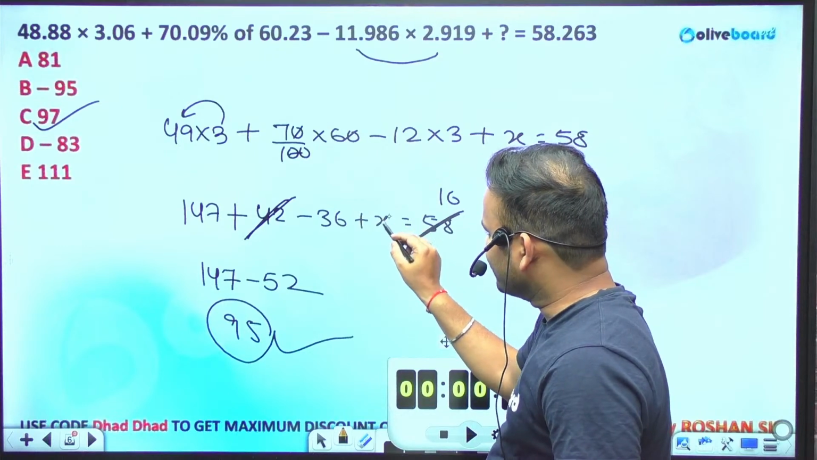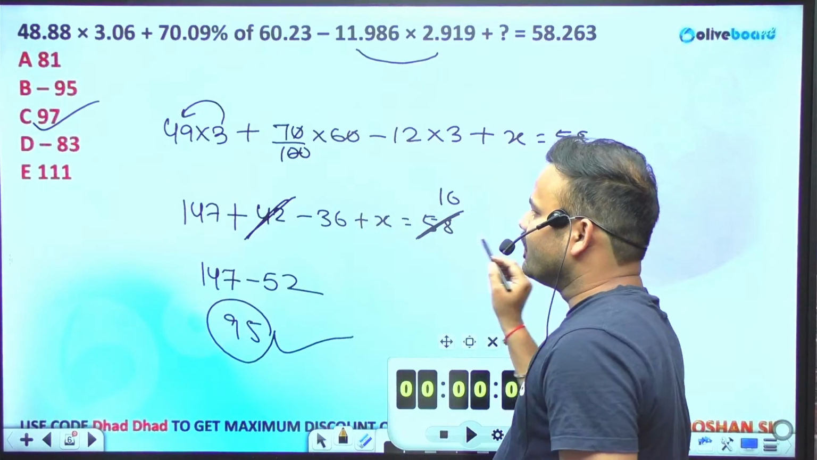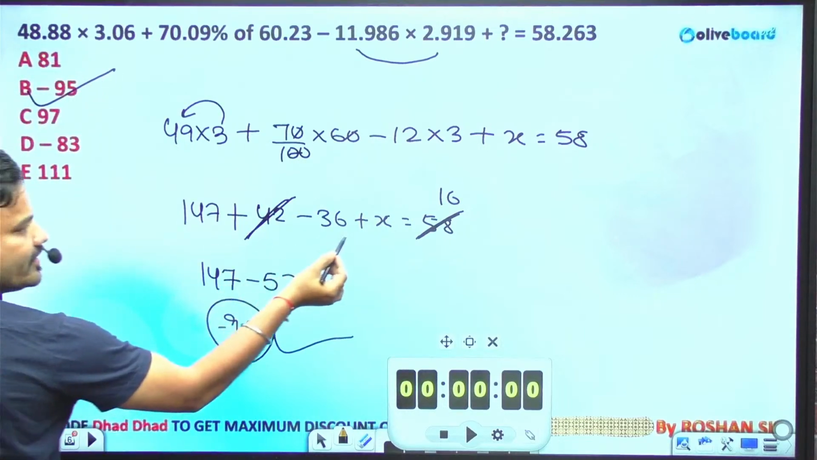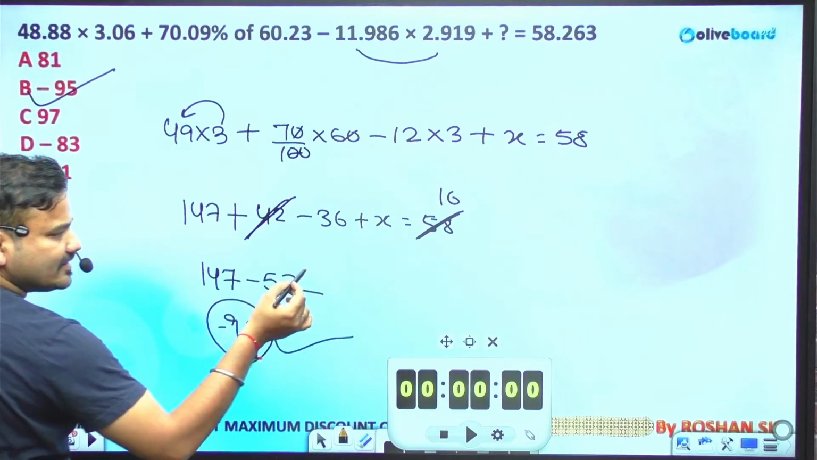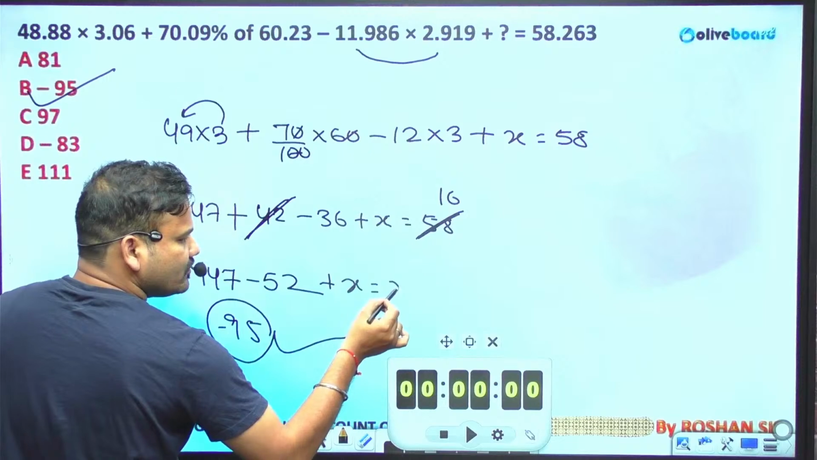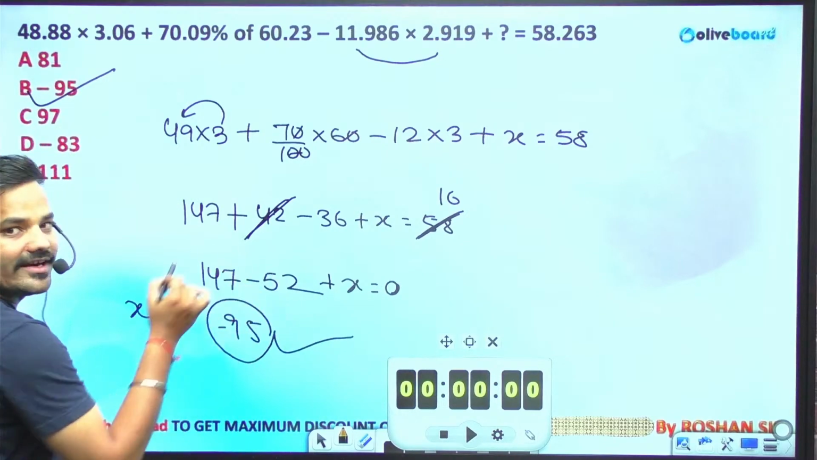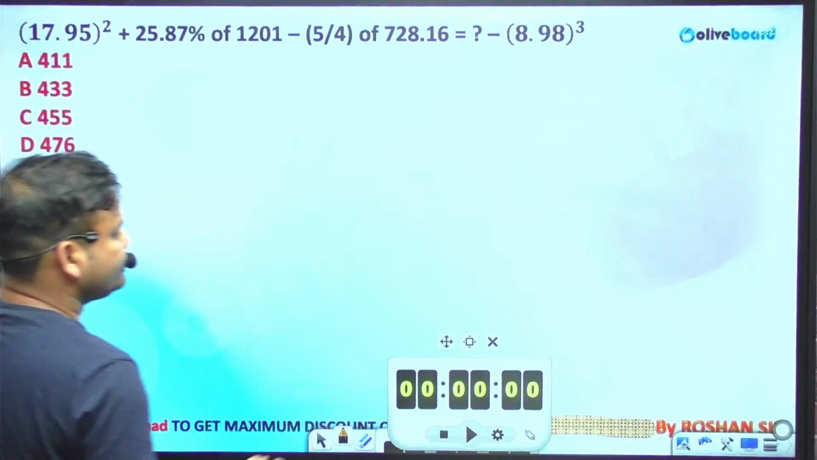Okay, this x is there now. This x will come this side. So x will be what? Negative 95. See, we have x over here, and what is the value of x? Plus of x is equal to 0. So anyhow the x will be equal to minus of 95. This x is on this side only. Fine. Next question.